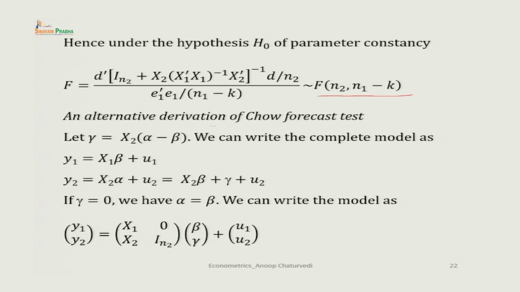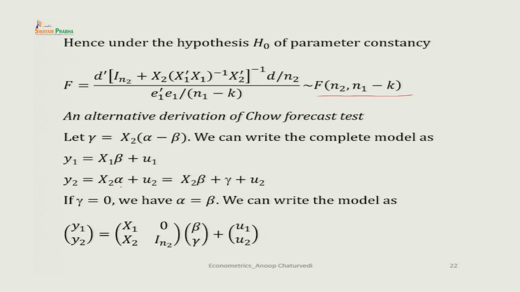Then there is an alternative derivation of the Chow forecast test, which I am going to give you here. Say, suppose you write gamma equal to x2 (alpha minus beta), and suppose we can write the complete model as y1 equal to x1 beta plus u1 and y2 equal to x2 alpha plus u2. Here I have slightly changed the notation. Instead of beta 1 I have taken beta here, and instead of beta 2 I have taken alpha here.